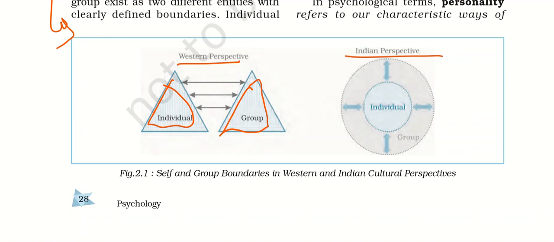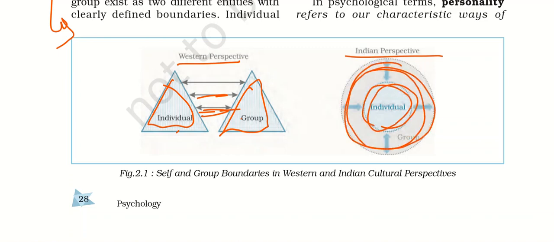Like, this is the individual and this is the group. You as an individual, your identity, yourself is there, and there's a group of other people, which can be your society, your family, and so on. So the individual is affected by the group, and vice versa. But in the Indian perspective, the individual is formed with the formation of a group and the society along with it.